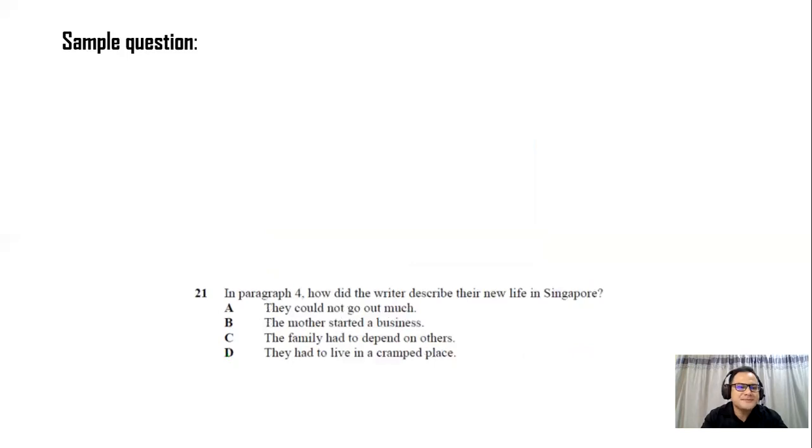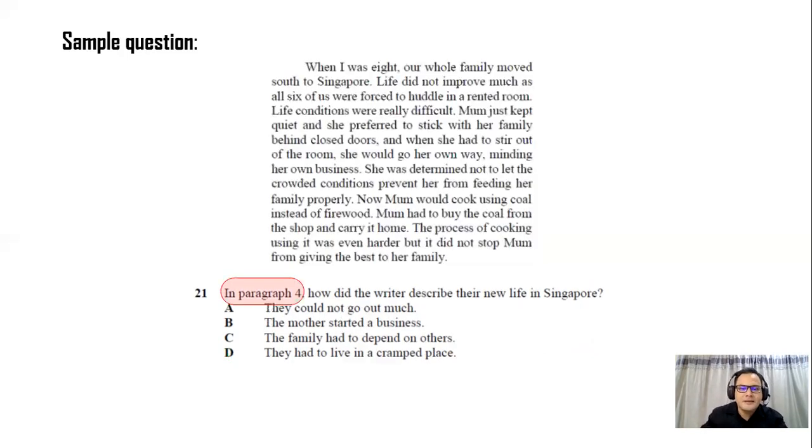Okay, next, question number 21. In paragraph 4, how did the writer describe their new life in Singapore? So we can locate the information in paragraph 4. Now let's look at the keywords in the question. So we have how, we have describe, and then we have their new life in Singapore. So most probably, we need to find description about their new life in Singapore. Let's go through the paragraph.